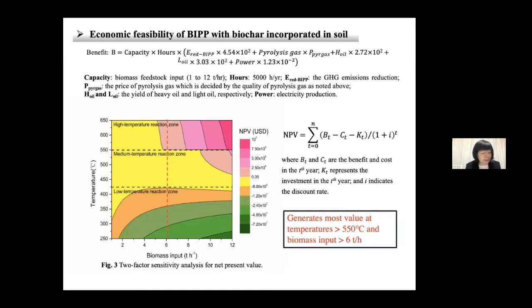Thus, we can draw a picture of a two-factor sensitivity analysis of net present value. It is obvious that this BIPP system produced the most value at a temperature above 550 Celsius and biomass input above 610 per hour.